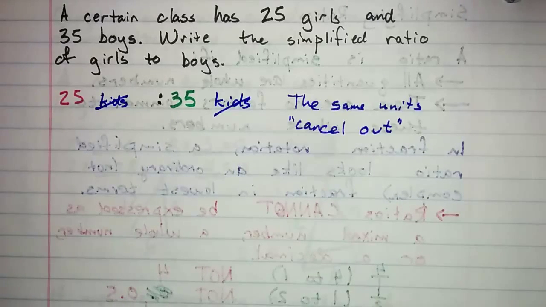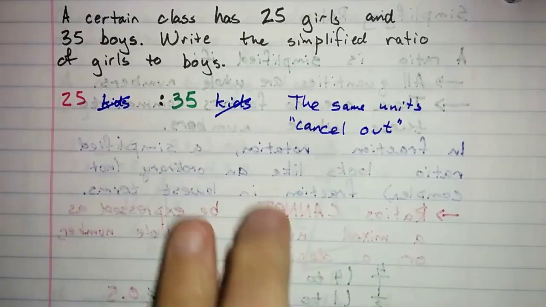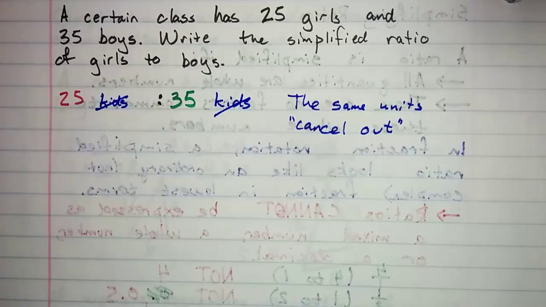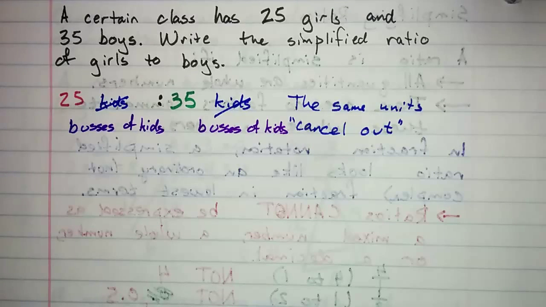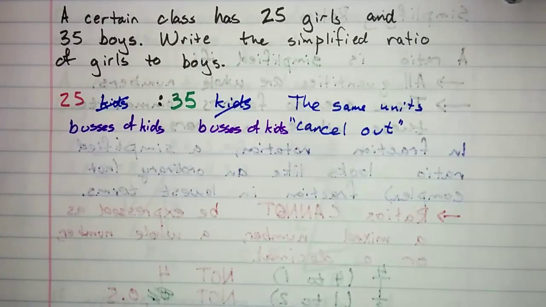What does that mean? Well, that means we could write in different units here and get the same ratio. Right, so we could, for example, instead of kids, write in buses full of kids. If we had 25 buses full of girls and 35 buses full of boys, and they're all the same size bus and they're all full, that would give us the same ratio as just 25 girls and 35 boys. The units cancel out if they're the same, which means we don't need to think about them anymore. And the reader can just fill in their own unit.